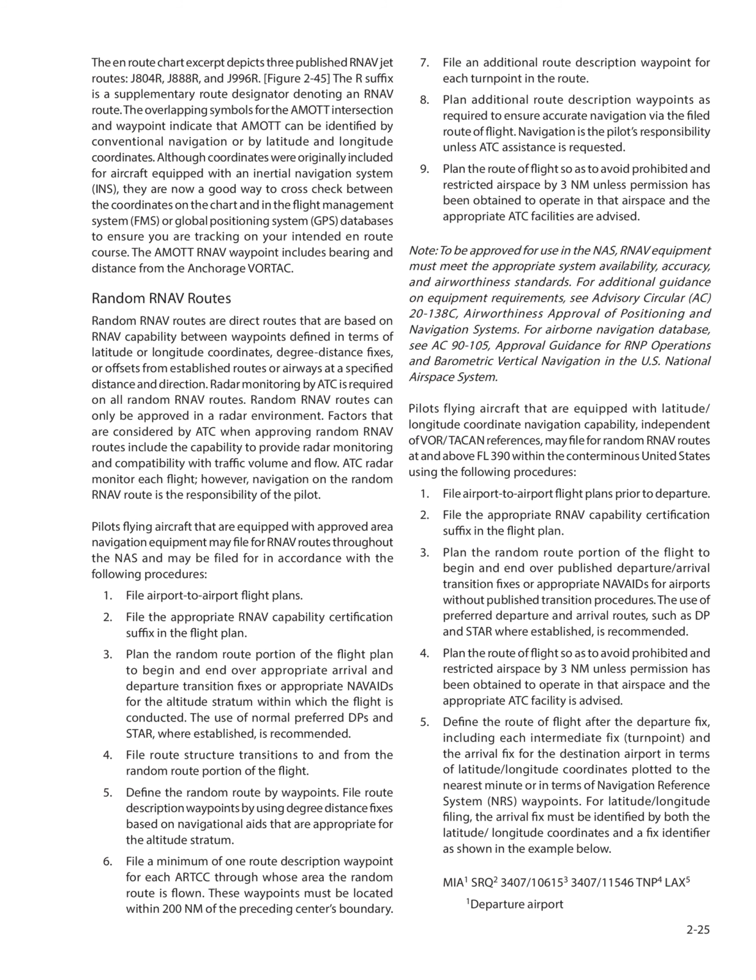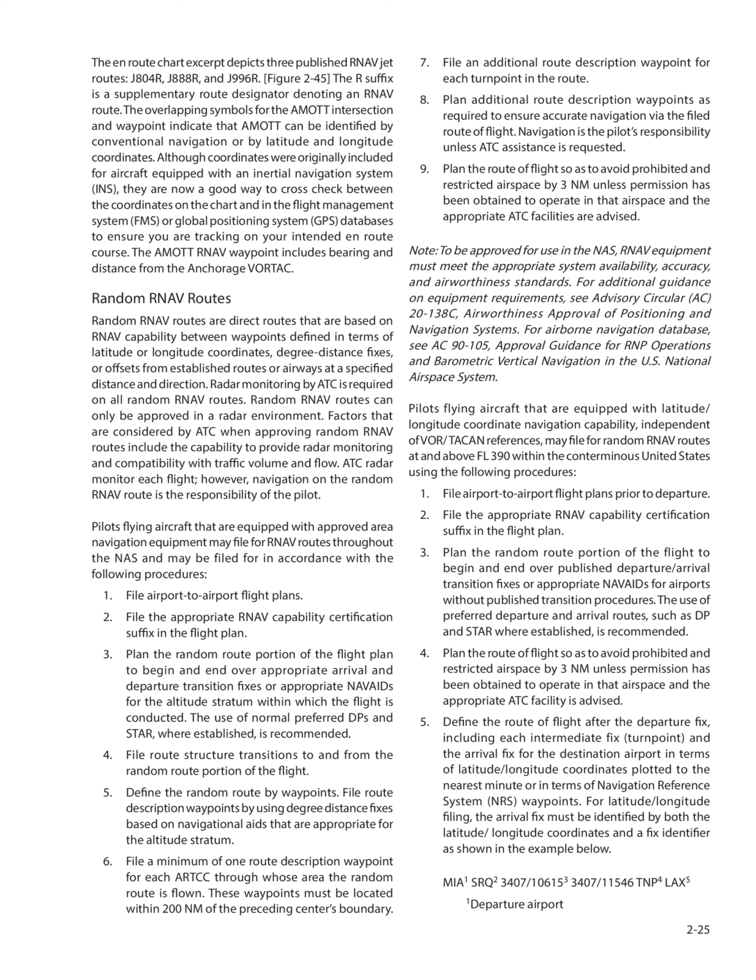8. Plan additional route description waypoints as required to ensure accurate navigation via the filed route of flight. Navigation is the pilot's responsibility unless ATC assistance is requested. 9. Plan the route of flight so as to avoid prohibited and restricted airspace by 3 nautical miles unless permission has been obtained to operate in that airspace and the appropriate ATC facilities are advised. Note: to be approved for use in the NAS, RNP equipment must meet the appropriate system availability, accuracy, and airworthiness standards. For additional guidance on equipment requirements, see Advisory Circular, AC, 20-138C, Airworthiness Approval of Positioning and Navigation Systems. For airborne navigation database, see AC 90-105, Approval Guidance for RNP Operations and Barometric Vertical Navigation in the U.S. National Airspace System.